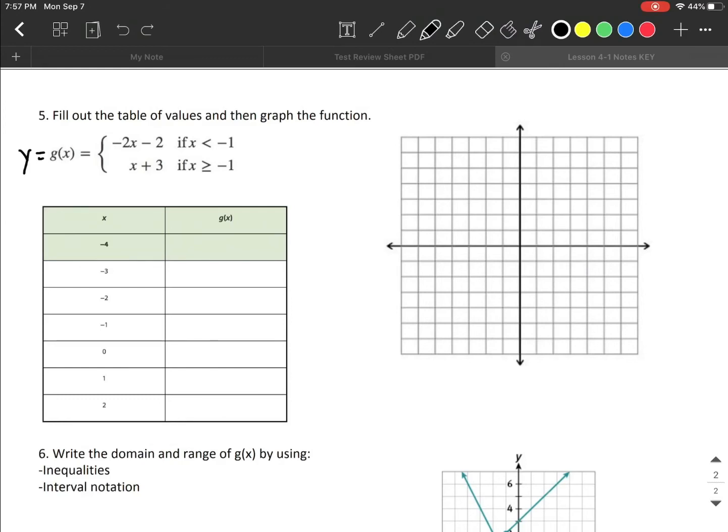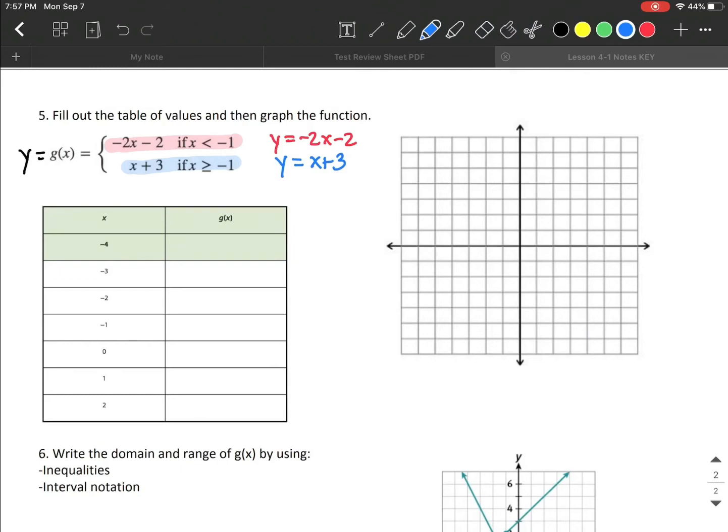x values I have. So if I'm looking at the first piece of this rule, it is going to be negative 2x minus 2 if x is less than negative 1. The second piece is x plus 3 if x is greater than or equal to negative 1. Which means, for my red piece, I'm using the rule y is equal to negative 2x minus 2. And for my blue piece, for those x values, I'm using the rule y is equal to x plus 3. Both of these are going to be pieces of a line. So when I draw them on my graph, they should look like pieces of a line.